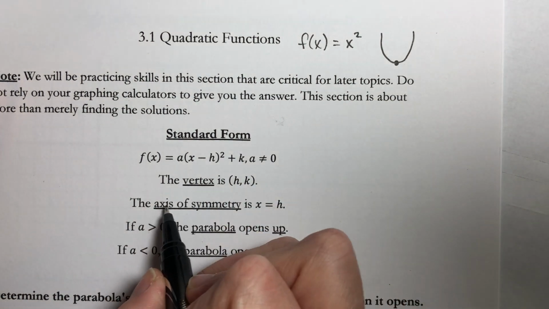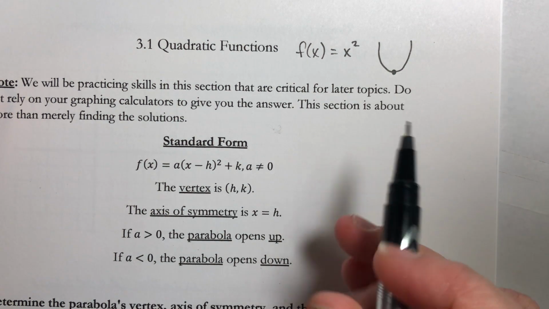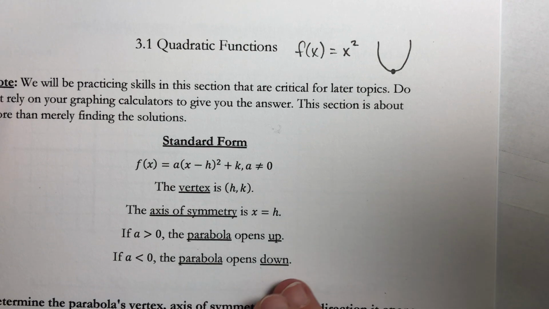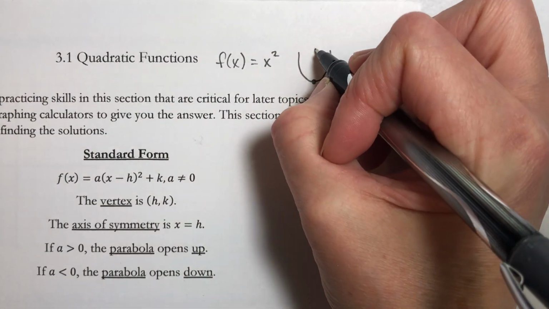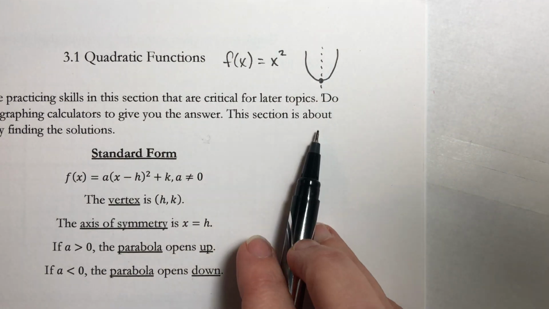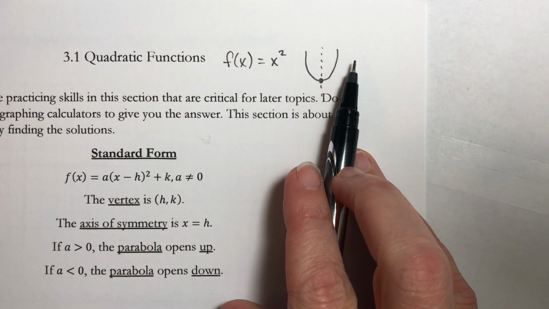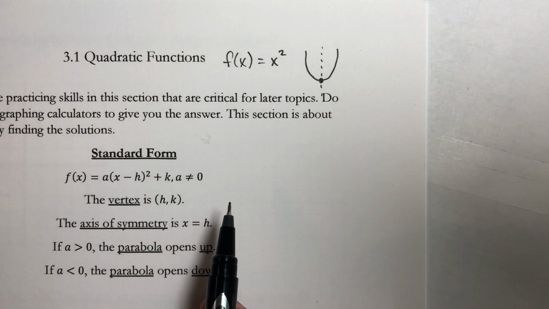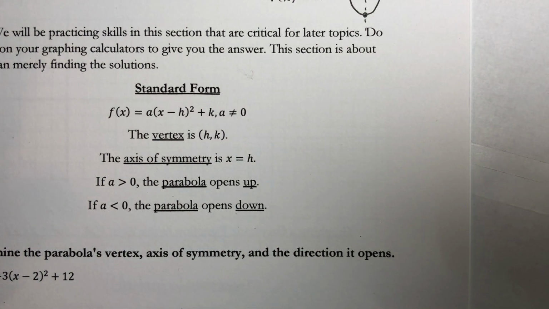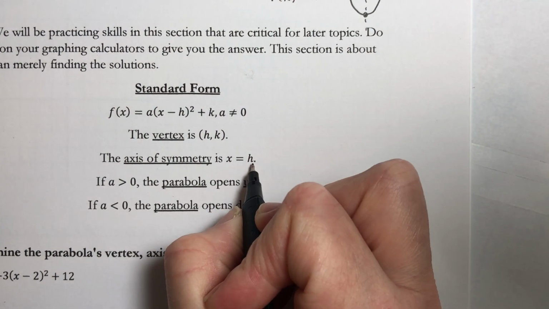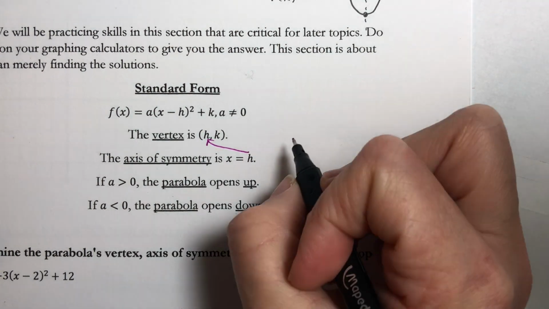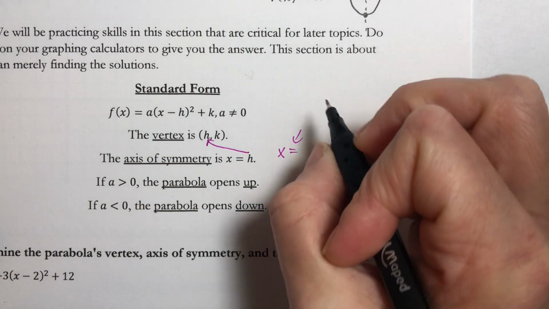All right. All parabolas are symmetric, but maybe not over the y-axis. We have what we call the axis of symmetry, which is an imaginary vertical line that passes through the vertex. Wherever this line is, we could fold one side of our parabola over onto the other and have them match up, okay? The axis of symmetry is always a line that is x equal to h. This h is this h right here.